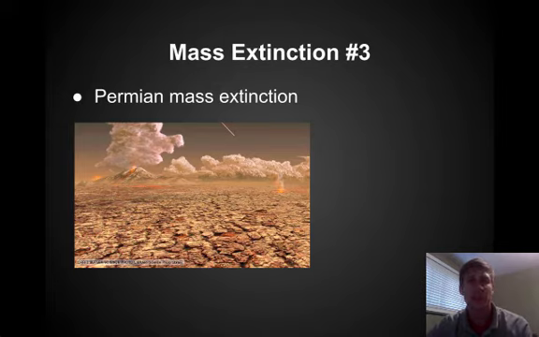Some reasons that scientists think that this mass extinction happened were because of asteroid impacts, large volcanic eruptions, a decrease in oxygen in the atmosphere, and changes in the level of the seas.